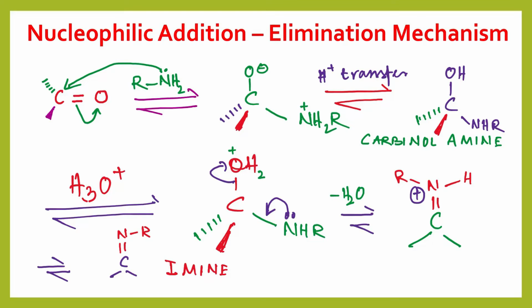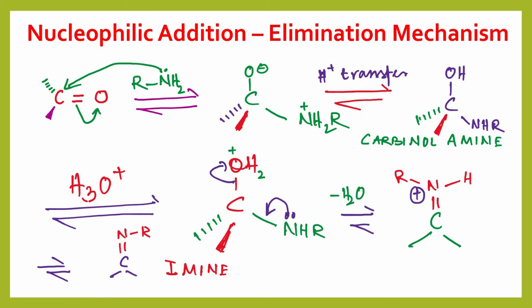Okay. The next addition reaction which we are going to discuss is the nucleophilic addition elimination mechanism. Nucleophilic addition elimination mechanism, displayed on your screen. What is this? It is the addition of a nucleophile followed by elimination of water. Addition of nucleophile to the carbon-oxygen double bond followed by elimination of water. First the nucleophile adds across the carbon-oxygen double bond. Then a water molecule is eliminated to result in a carbon-nitrogen double bond.